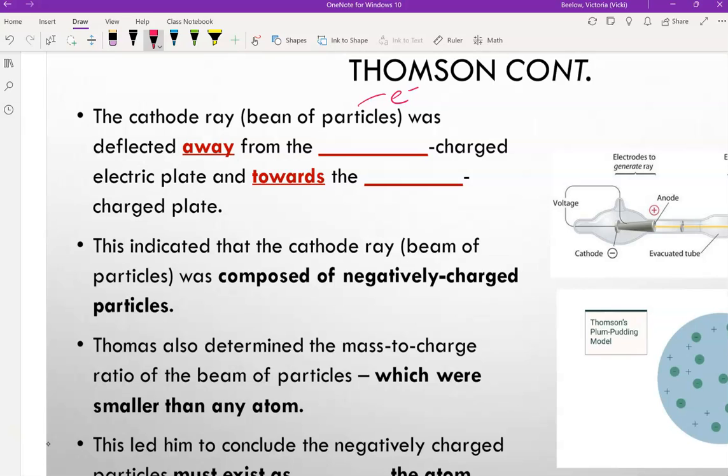It's moving electrons. When he put a magnet close to it, the cathode ray beam of particles was deflected away from the negative charge. And the beam was pulled towards the positive charge.